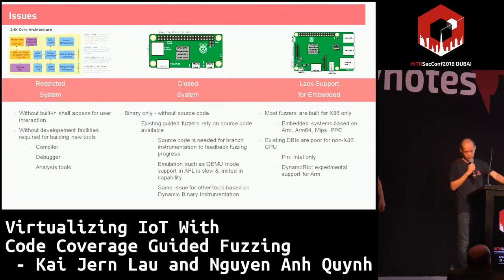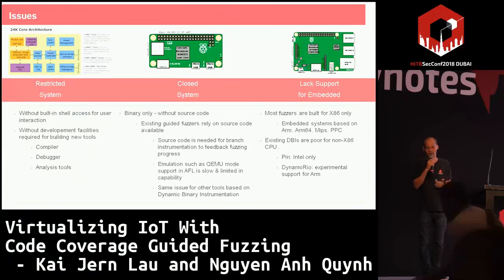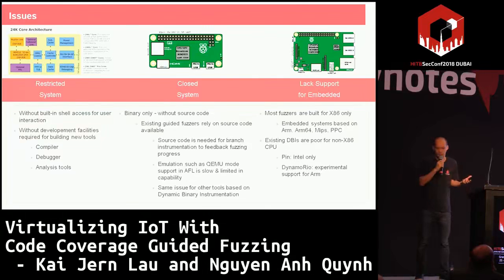Okay, we go into each issue. The first one: for embedded systems like network routers, IP cameras, and so on, we do not have built-in access. You cannot access the system, the device, right? They do not provide you shell access. So without shell access, we cannot easily introduce our own tools to run on the embedded system. Even if somehow you can access the system, we don't have a compiler, we don't have any development tools, we don't have a debugger, and we do not have any analysis tool running inside it.